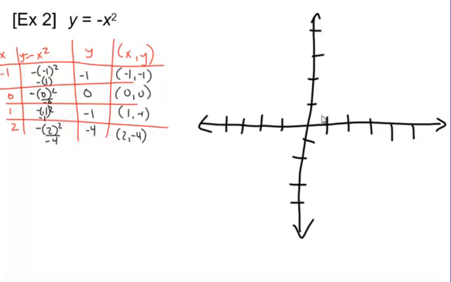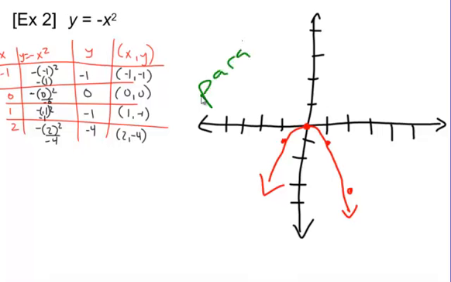So, -1, -1, right there. 0, 0, right there. 1, -1 there, and 2, -4 here. So we have that. Now, if you're playing at home, the name of that shape is a parabola.